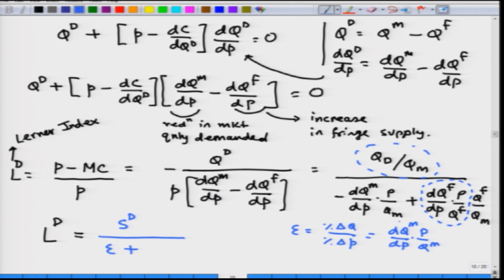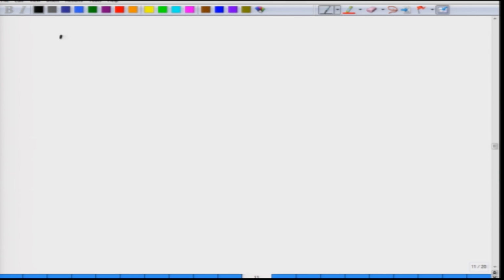plus I have a term which has a similar kind of interpretation, but now it is for the fringe firms and it talks about fringe supply. So, this is the elasticity of supply of the fringe firms. I will put it as EF, and the last term here, QF divided by QM, is the market share of the fringe firms, we will write it as times SF. So, essentially we have the Lerner index of market power for the dominant firm being SD divided by the elasticity of market demand plus the elasticity of the supply of the fringe firms times the market share of the fringe firms.